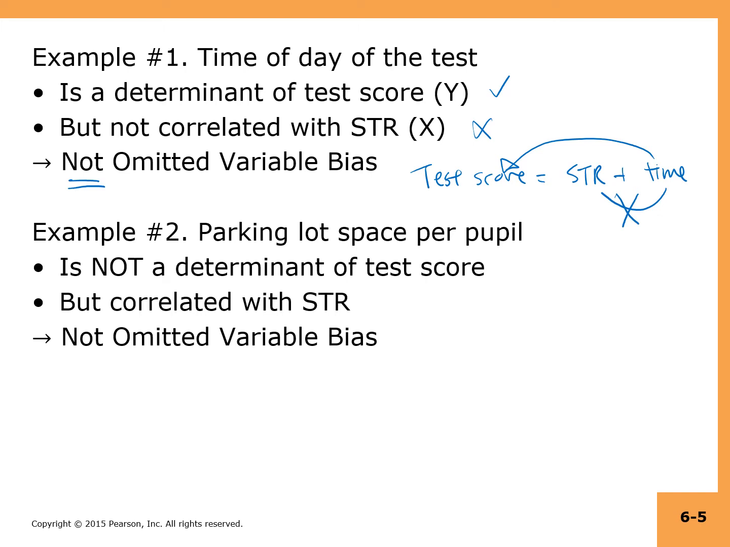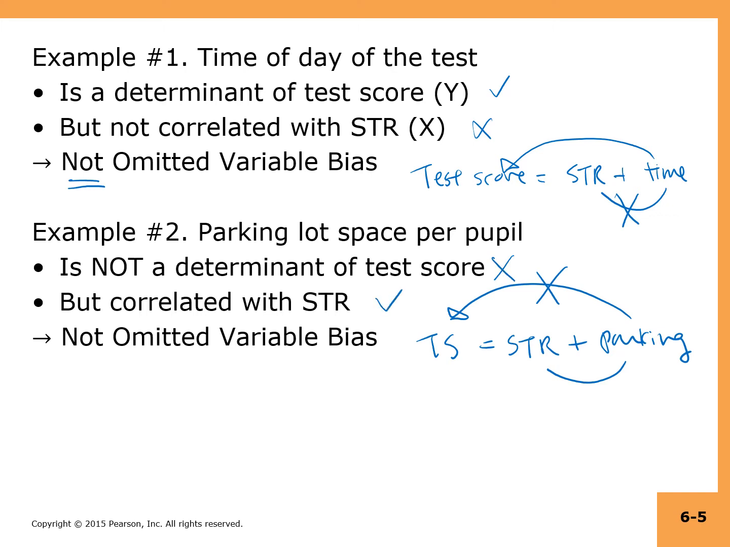The second example is the number of parking lots per pupil. In this case, the number of parking spaces is probably correlated with how many students there are per teacher, because we can assume that the more parking space there is, the more students per teacher there are. But the problem is that the number of parking spots doesn't directly impact the test scores. So in this case, the first condition is not met, the second condition is met, so there is no omitted variable bias.